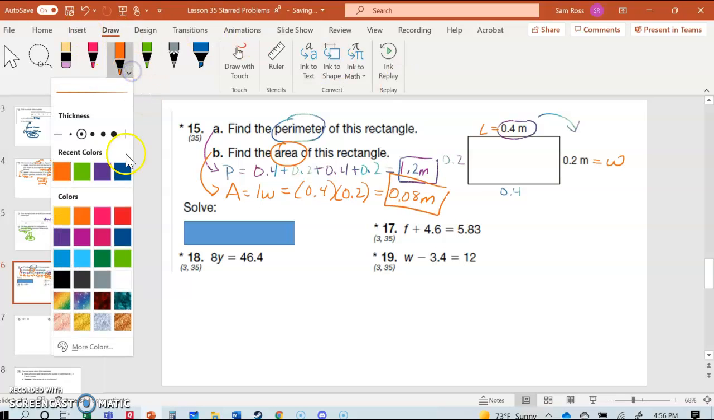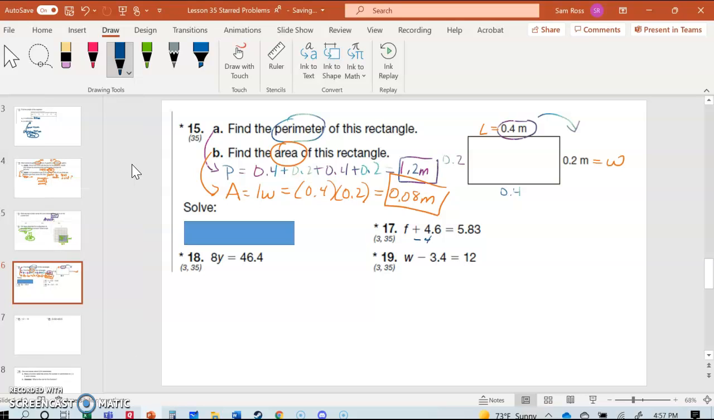Okay, let me find another color. Let's do 17. I have F plus 4.6 is equal to this. So I know since I'm adding here and I want F by itself, I have to do the opposite. So I'm going to subtract 4.6, subtract 4.6, and you can do that with your calculator. This is going to go away. So I have F is equal to 5.83 minus 4.60, which is 5.83 minus 4.6. I get 1.23. Not 1.2.3. Just 1.23. There we go.